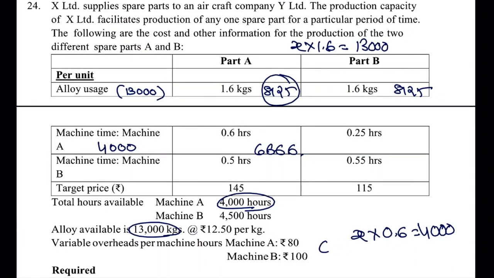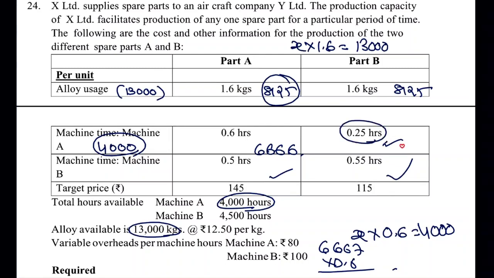If you take 6667 into 0.6, it will exceed 4,000, sorry. Max we have is 4,000. Same thing you will do. Hello. Samajh mein aata hai? Then you will select highest whichever that is. Again, you will do 4,000 upon 0.25, you will get the answer. You will select whichever is lower or whichever is highest.